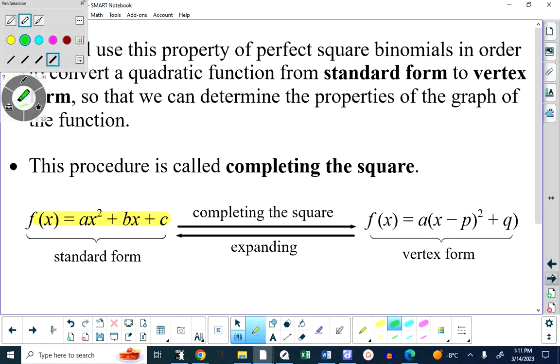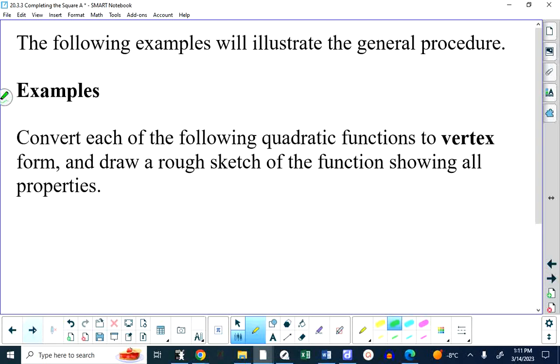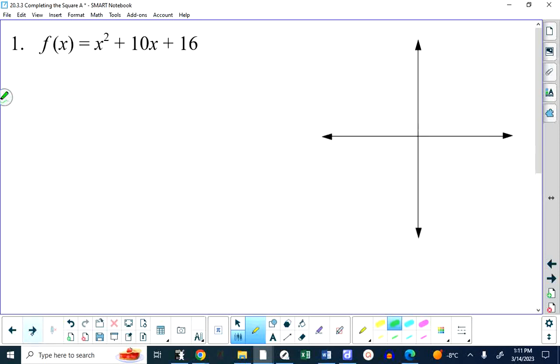If I change it to what's highlighted in green, I change it to the completed square or vertex form, and that process is called completing the square. If you go from the vertex form to the standard form, that's just expanding. There's no special name for it. So this is what we're going to learn. We're going to do 4 examples where we take something in standard form and complete the square so that you can tell me where the vertex is, what the axis of symmetry, all of that stuff is, without a calculator.